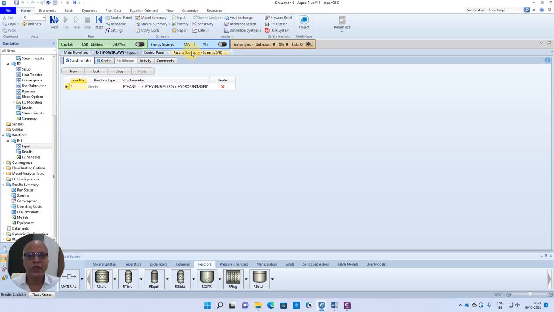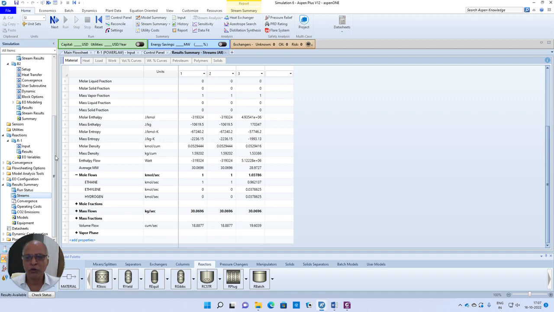Now once again you can see into the details. Now you can see the mole flows. Out of 1 kilomole per second of ethane that is entering, 90.96 kilomoles is coming out. That means we got only 3.78% conversion. So please verify whether it is as per your fundamental principles or not.